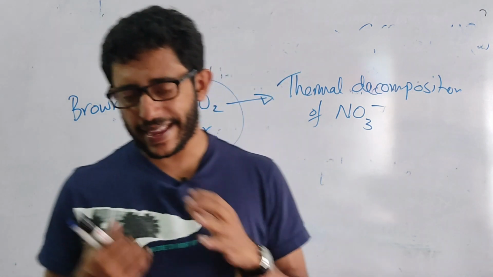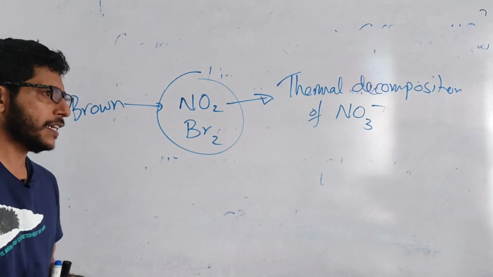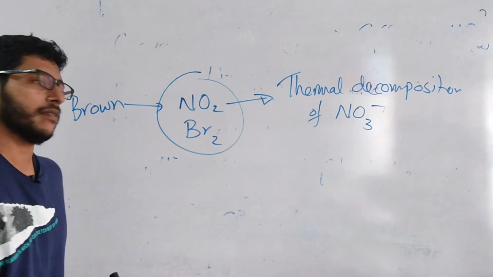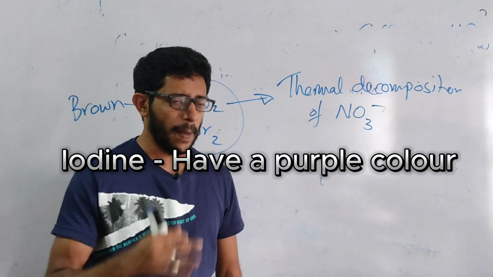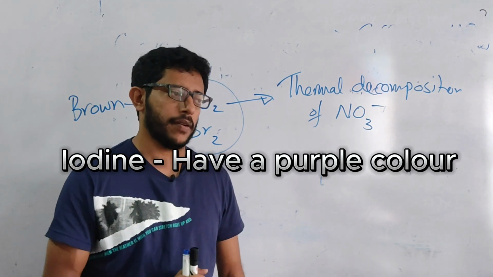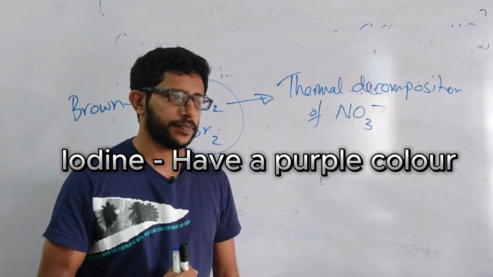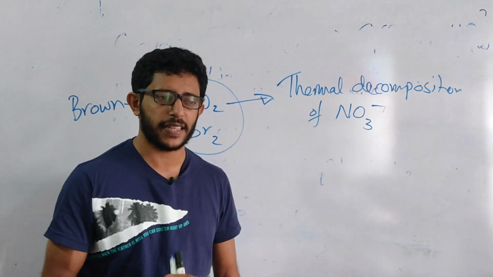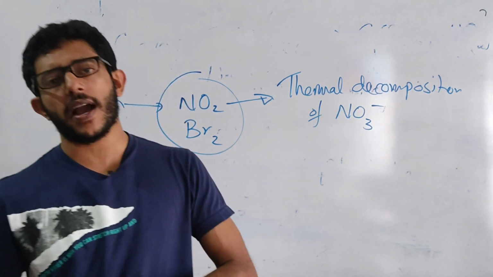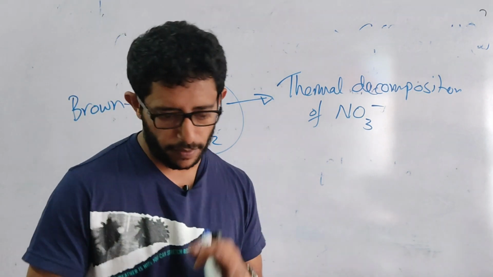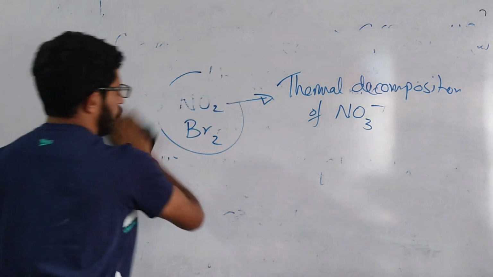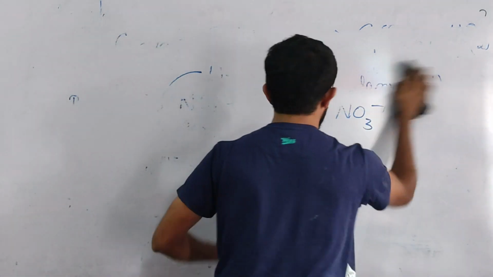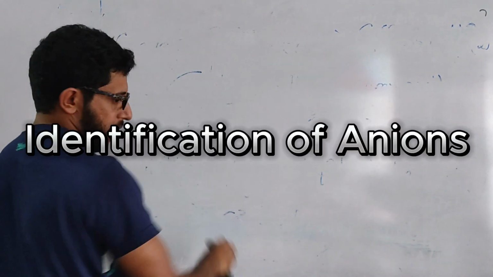So those are the common gases we have to identify. Other than that, we have iodine. Iodine has a purple color. Purple vapor. So the only purple vapor gas is iodine. So that's how we identify the common gases. Those are the common things they ask for Unit 3 paper. So quickly we'll move to the identification of negative ions. We call them anions. So how do we identify anions?